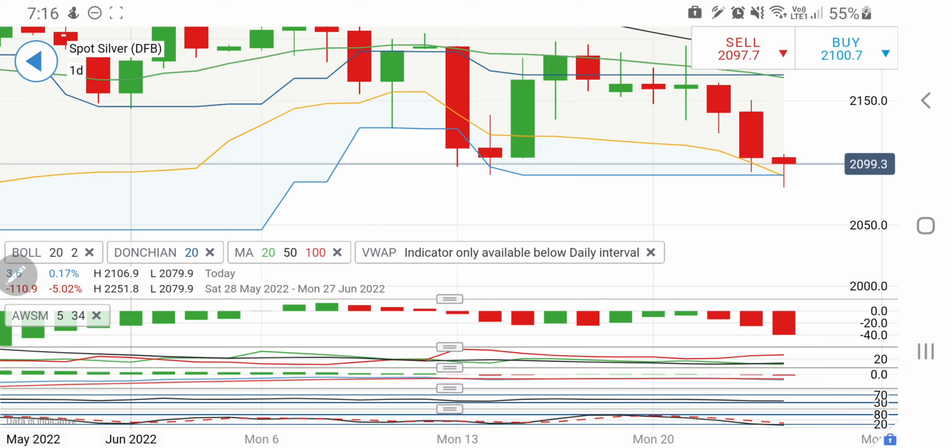So take your trades accordingly, take your positions accordingly, and trade accordingly. Always trade with a stop loss, always trade with a trailing stop loss.